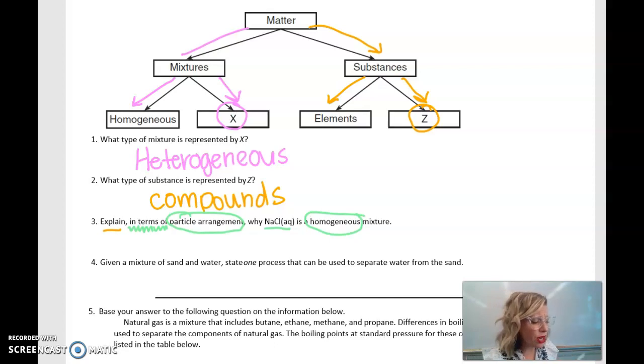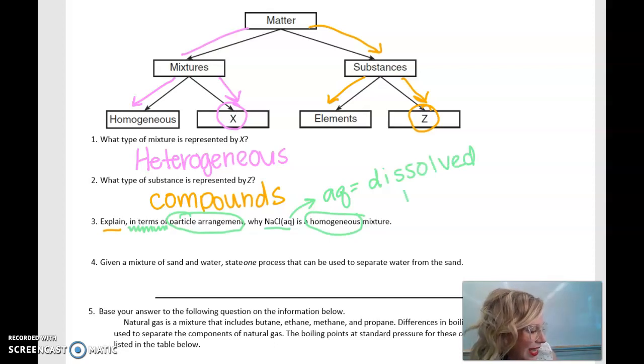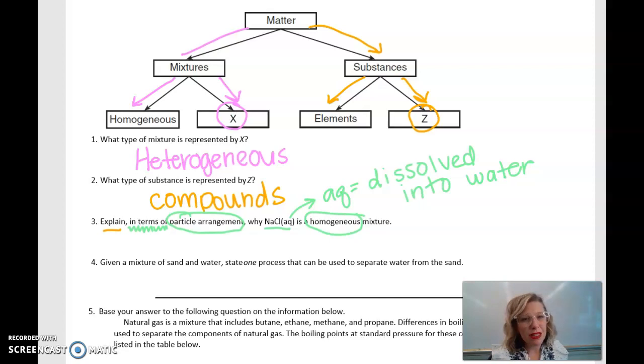So they want to know why NaCl(aq), which if we think back to what we've learned, remember that aq means that it is dissolved into water, okay? So we have something dissolved into water, sodium chloride. Why is that considered homogeneous? Now, again, this is in terms of particle arrangement, and so the wording here has to be very specific, and we must talk about how these particles are arranged. So when we think back to our lesson, we learned that homogeneous mixtures have an equal distribution of particles, okay? And so that term particles has to make it into the answer.